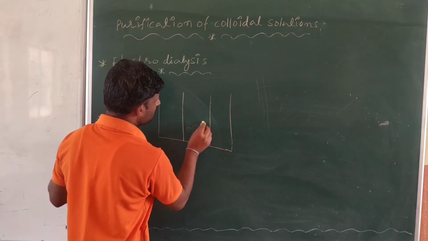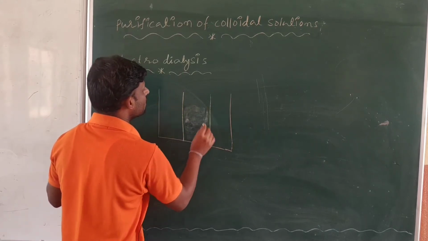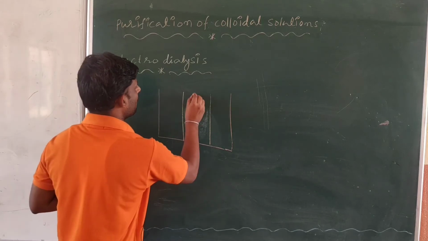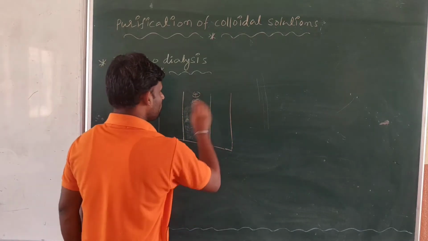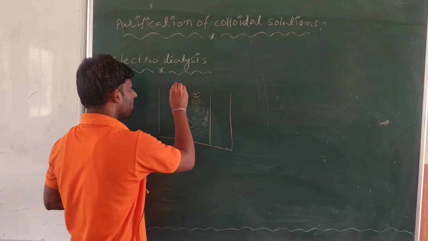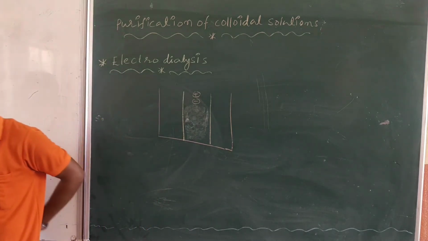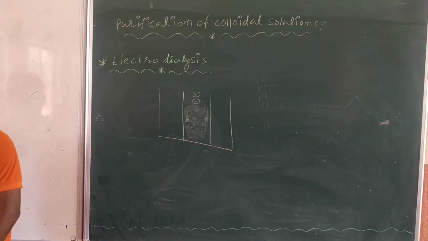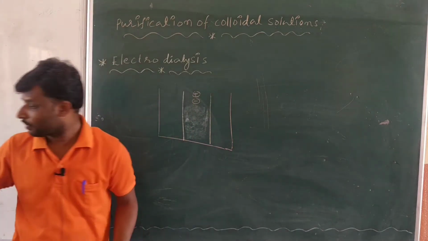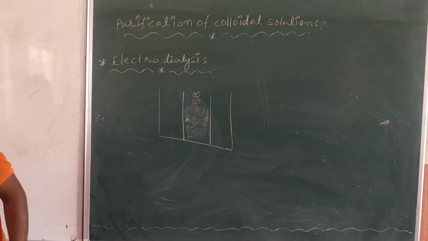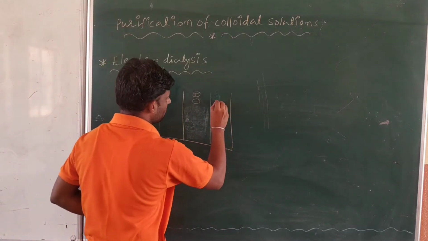This is totally colloidal solution, with impurities like positive ions or negative ions. Are you getting my point? Now here we are going to keep a metallic screen or metallic gauze. Metallic screen or metallic gauze we are going to keep.